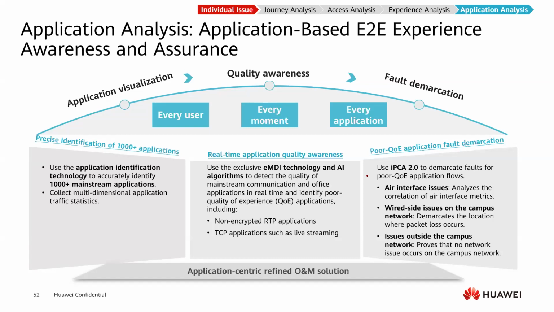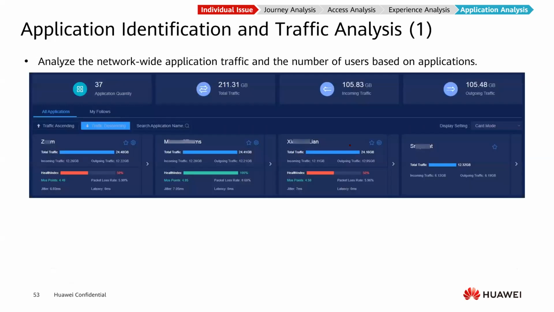For the applications, that means CampusInsight can check the experience of each application, by every user, every moment, and every application. It will show you the metrics about the applications, and will display the experience of the application in real time. It has two kinds of functions for the application analysis. The first is to identify the application and analyze the traffic.